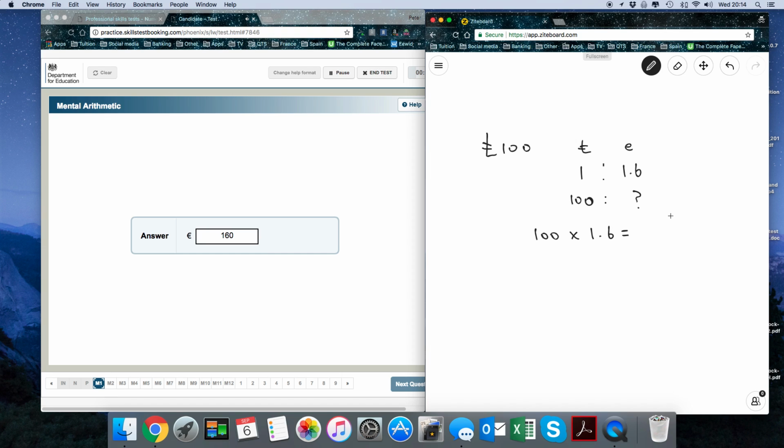Okay, so honestly, in my opinion, one of the easiest questions you're going to get in the mental maths. Okay, £100, 1.06 is 100 times 1.06. Okay, it couldn't be easier. Okay, you do need to understand your conversions though.